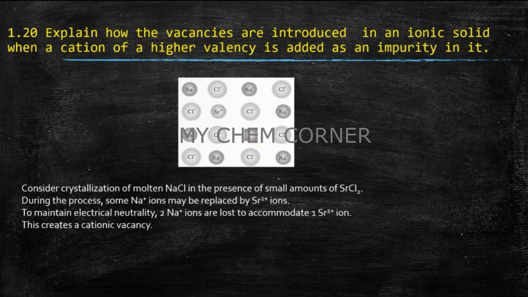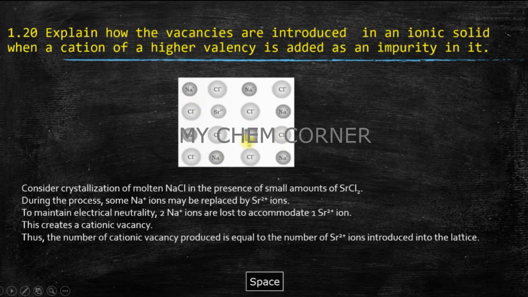strontium ion. Now, when this happens, at one point there is a vacancy created, which is a cationic vacancy. Therefore, the number of cationic vacancies produced will be equal to the number of strontium ions that are introduced into the lattice. So if there's one strontium ion, that means one vacancy will be created. So this is going to answer your question number 1.20.